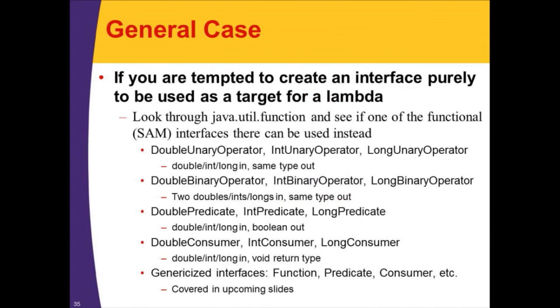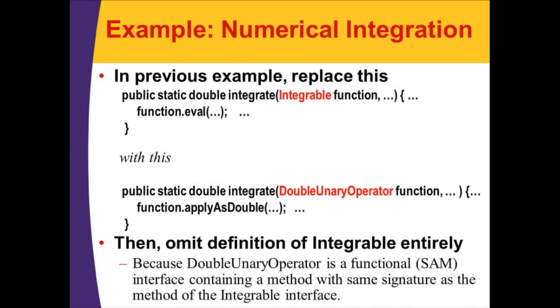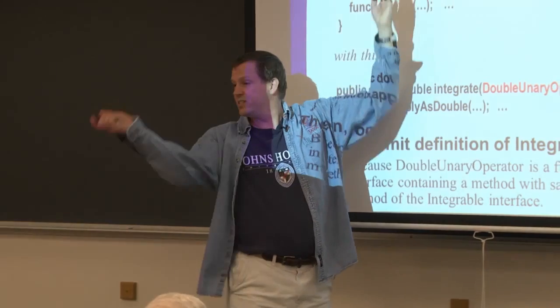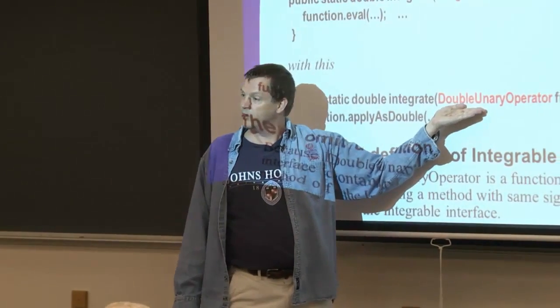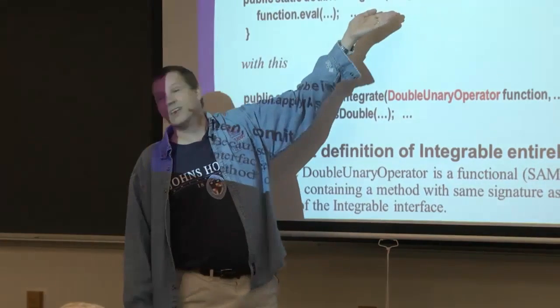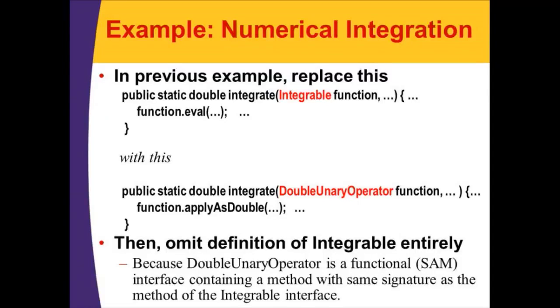So I didn't have to define an interface called Integrable. I could just erase it. There's already one built in called DoubleUnaryOperator. Now, the fact is, it only is a one-line interface, and the name of the interface expresses the fact that I'm trying to do numerical integration, so maybe it's worth writing anyway. But the point is, if you didn't want to write it, there's already one built in for a lot of the common cases.